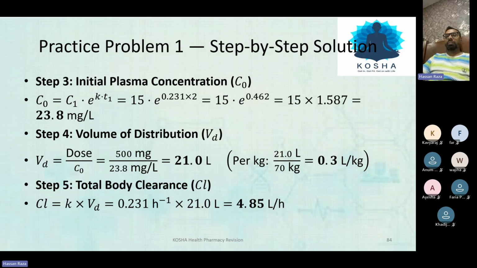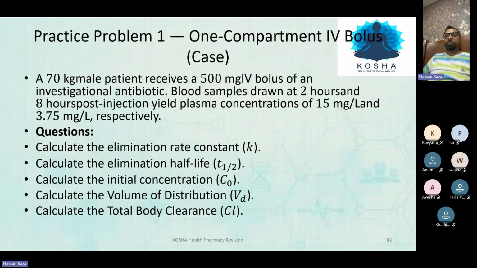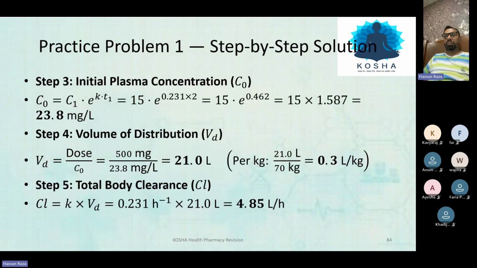So whatever time you have taken, for example, I have told you that the patient was a 70 kg patient, and we have taken a sample at 2 hours. So you can see that we have put the concentration, and the elimination rate constant was 0.231, and we have multiplied it by 2 because we have taken the sample at 2 hours. And then for volume of distribution, you have to divide that by the concentration, and clearance will be K into VD.